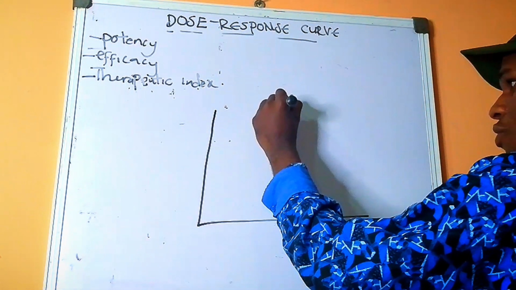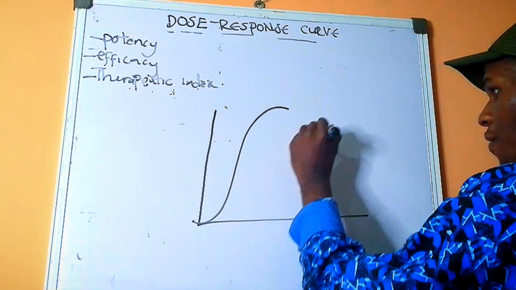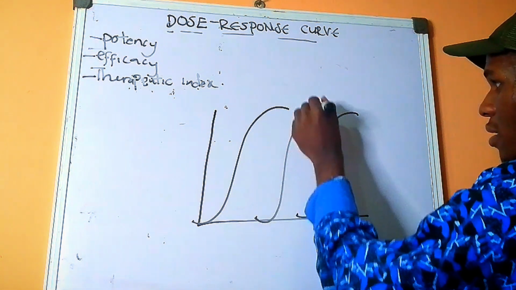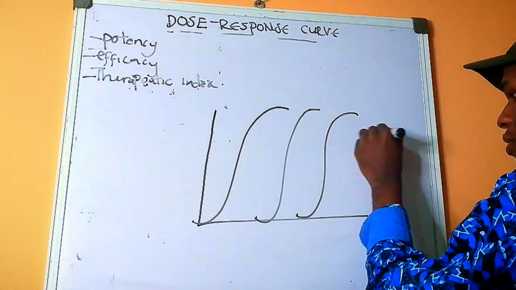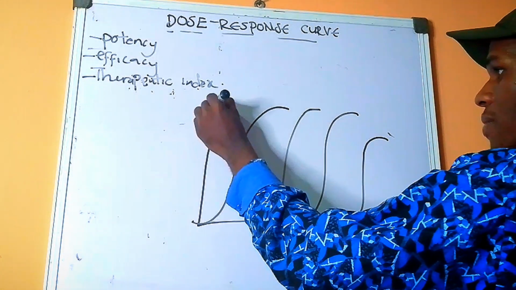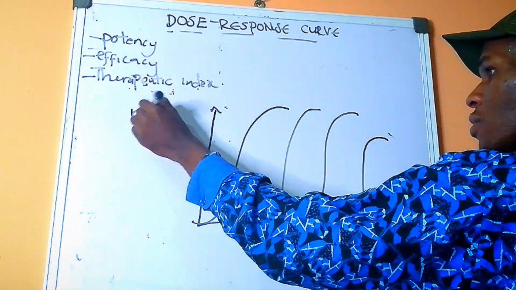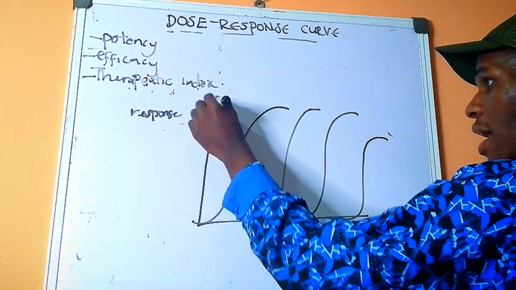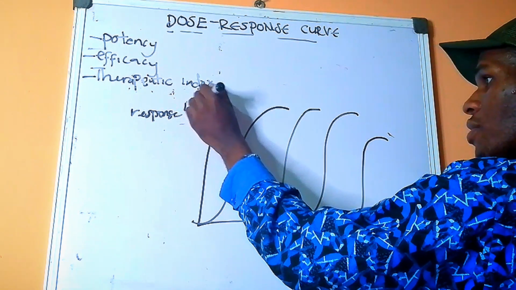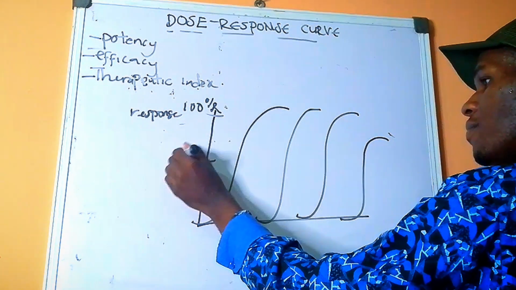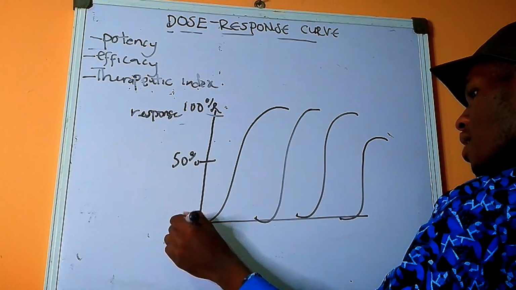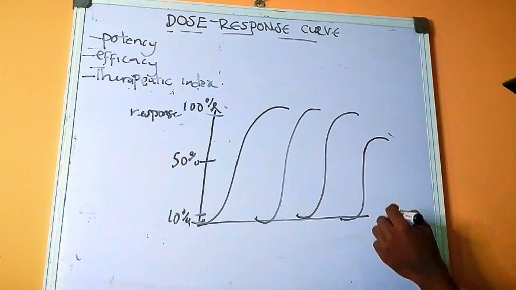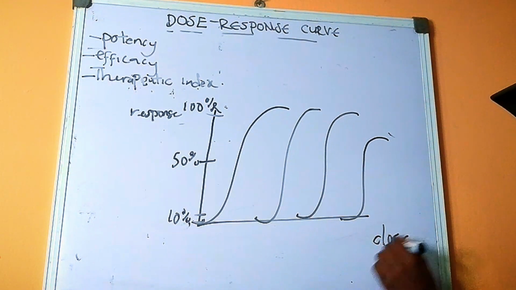And I said for drug A, I have this. For drug B, I have this. For drug C, I have this, and I have this for drug D. So this is my response or my effect, and I have 100%, I have 50%, and let's say I have here 10%. And this is my dose in logarithm.